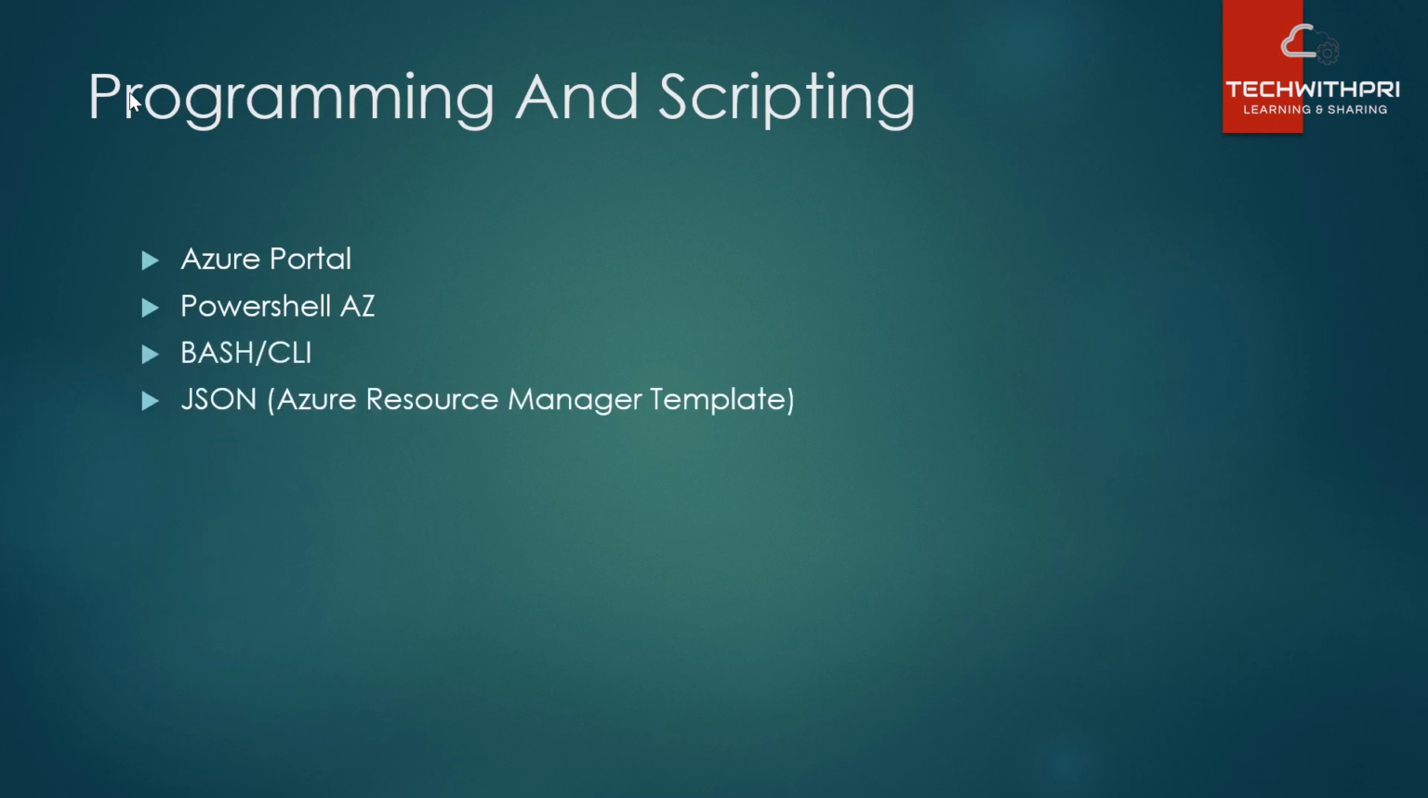We can use them. So we have the JSON. JSON is a very powerful language, and this is actually the Azure Resource Manager template, the ARM template. We'll see it in a separate video later, where you will understand the importance of it. So these are the four ways we can connect to the Azure resources.